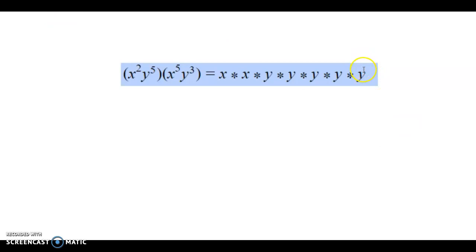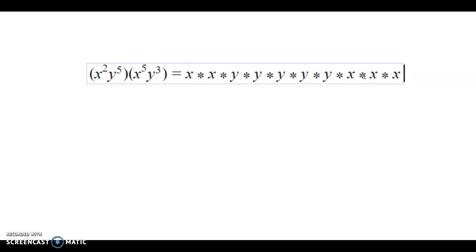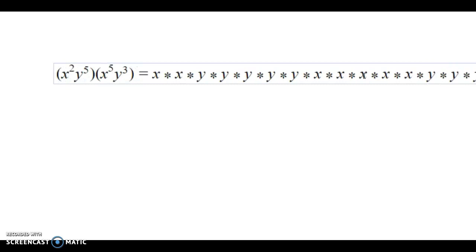Okay, so that's the first one, x squared y to the fifth, times, because parentheses mean times, 5 more x's, 1, 2, 3, 4, 5, and then y to the third, so that's 3 y's, 1, 2, 3. Okay, so this is not how you will type in your answer. This is just an example here.